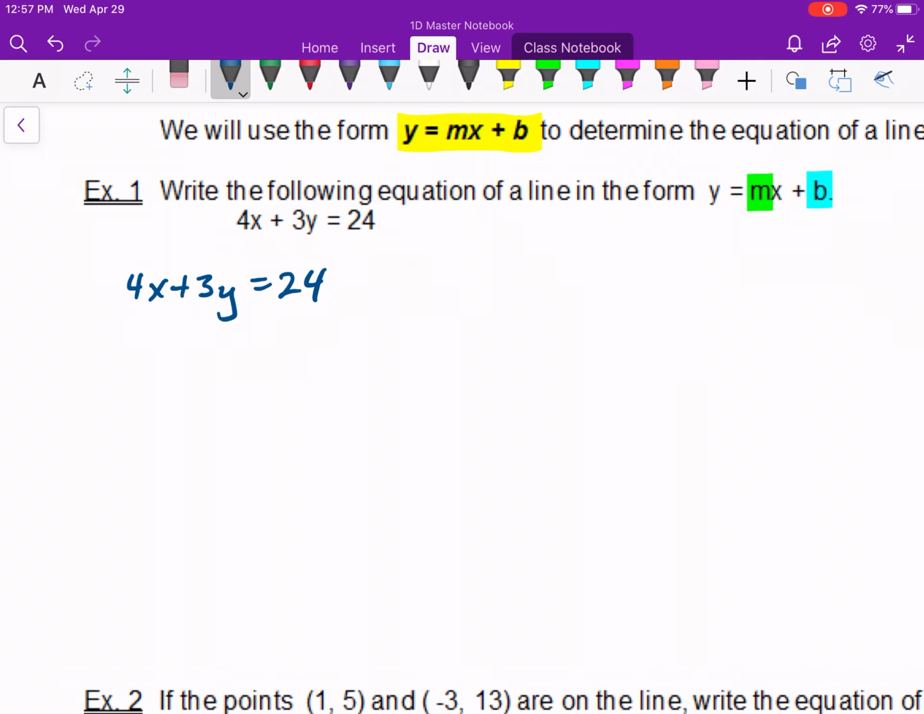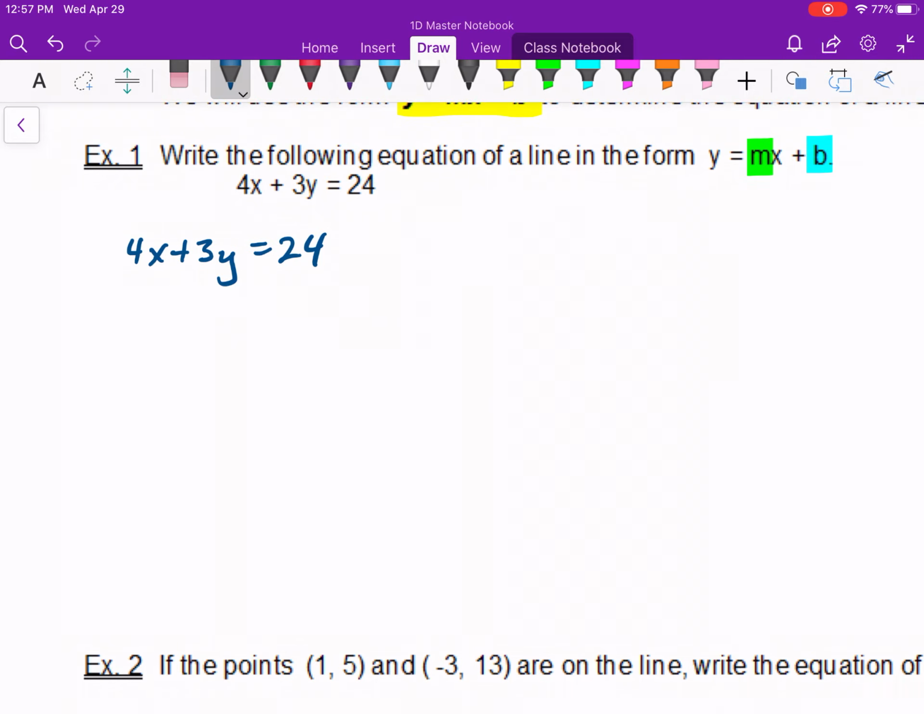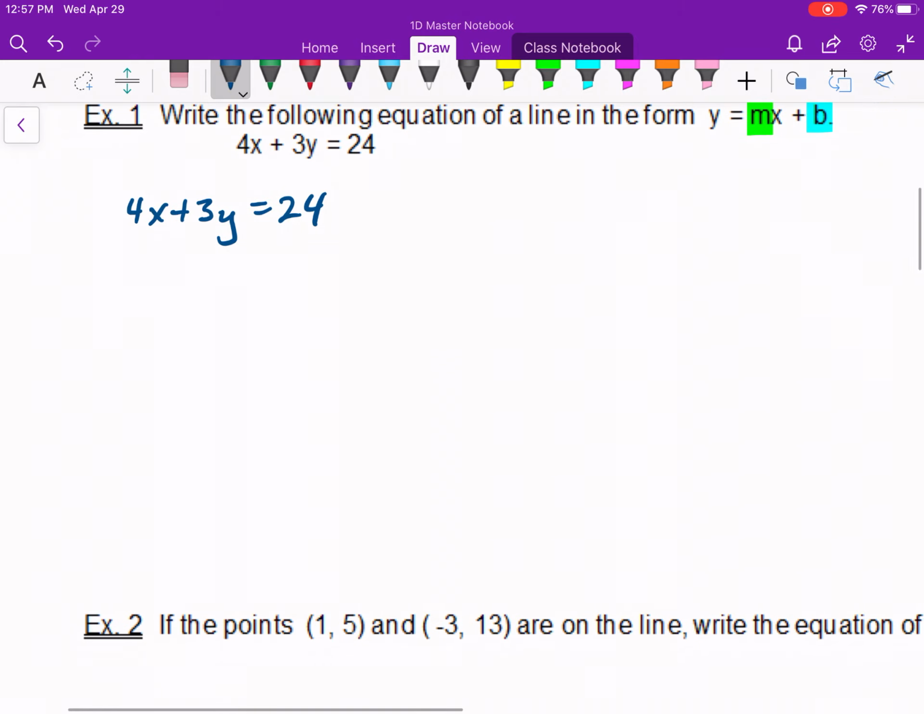We want to get y by itself. So I need to isolate y. I need to solve the equation and get y by itself. So the first thing I'll do is subtract 4x from each side. Again, I'll stick that 4x here in the front, make it a negative 4x, put it right after the equal sign, because the x always comes right after the equal sign in y equals mx plus b. Then I'll divide by 3.